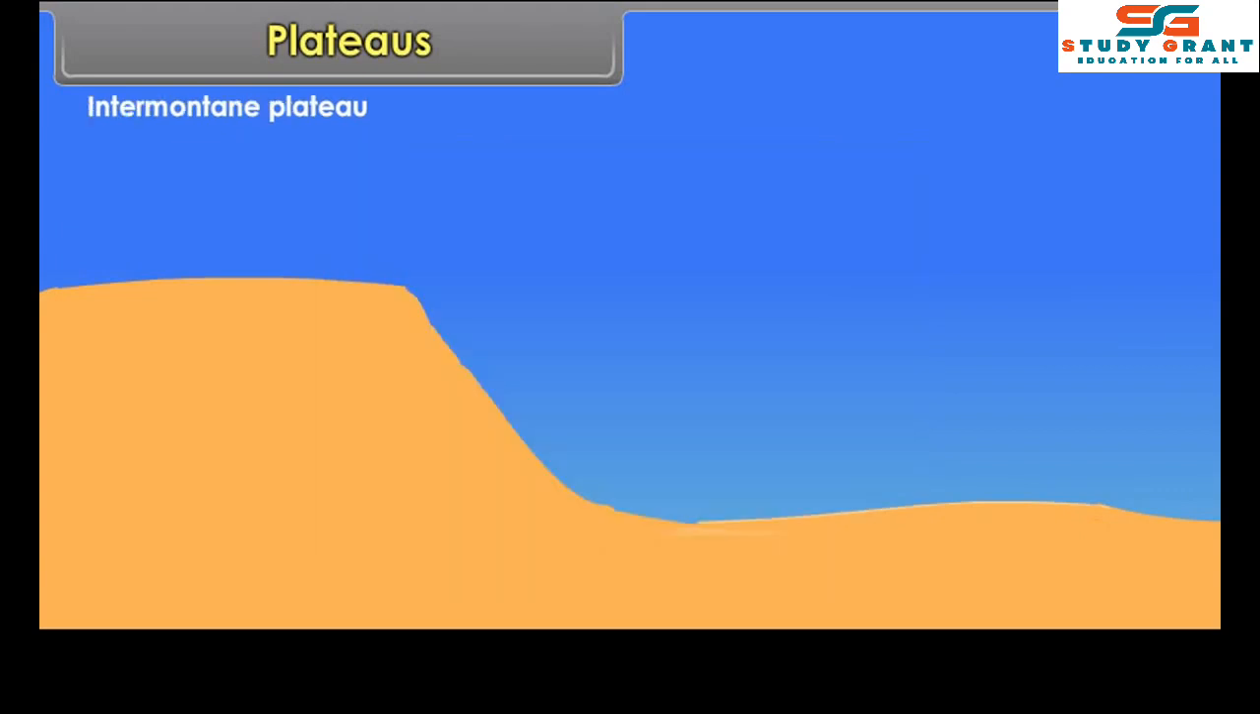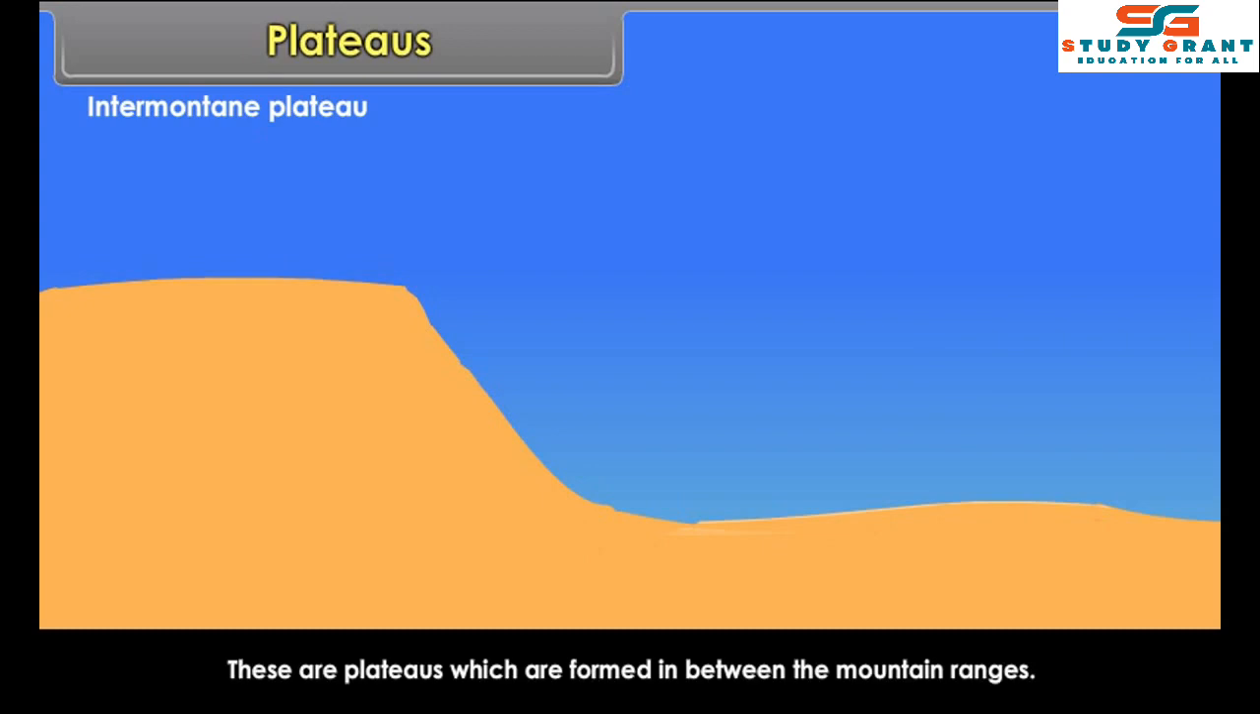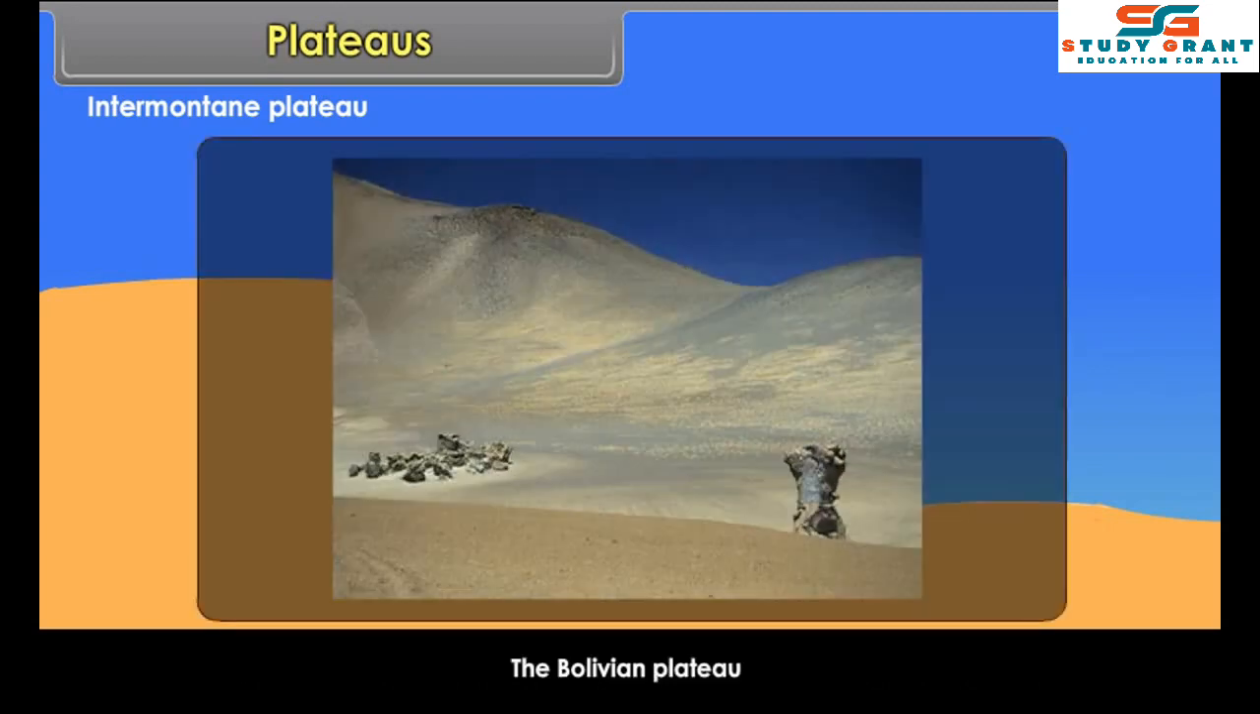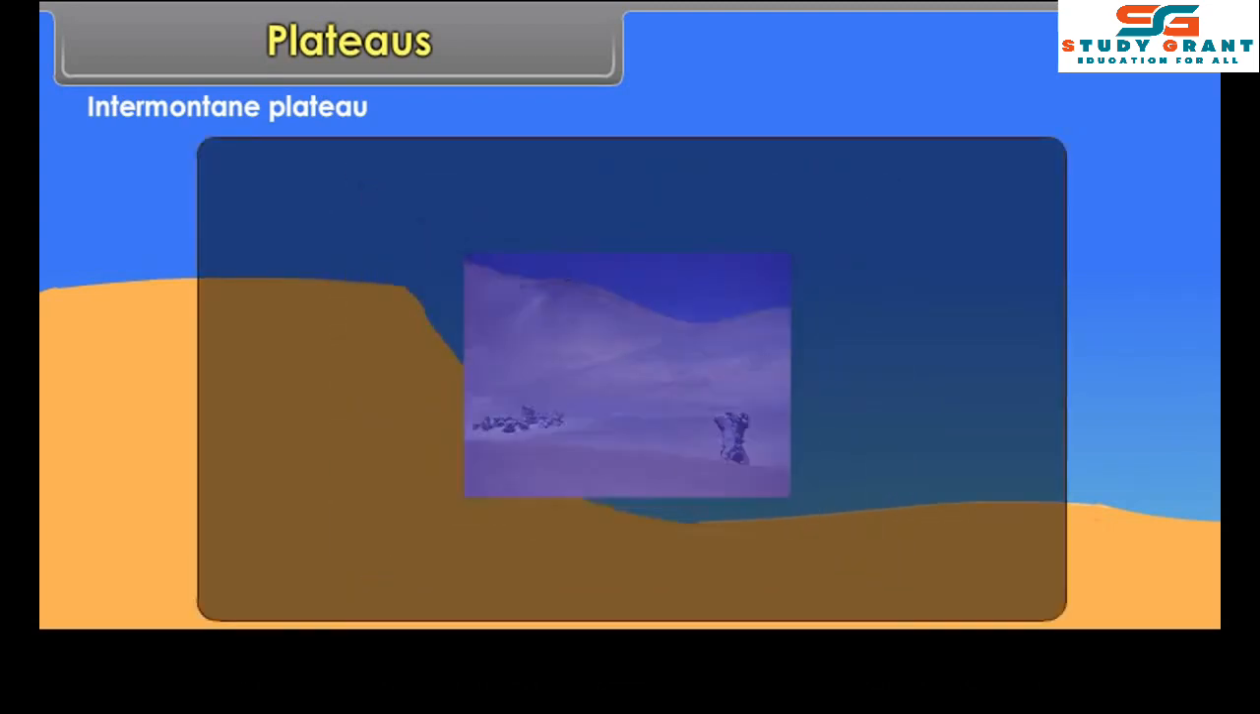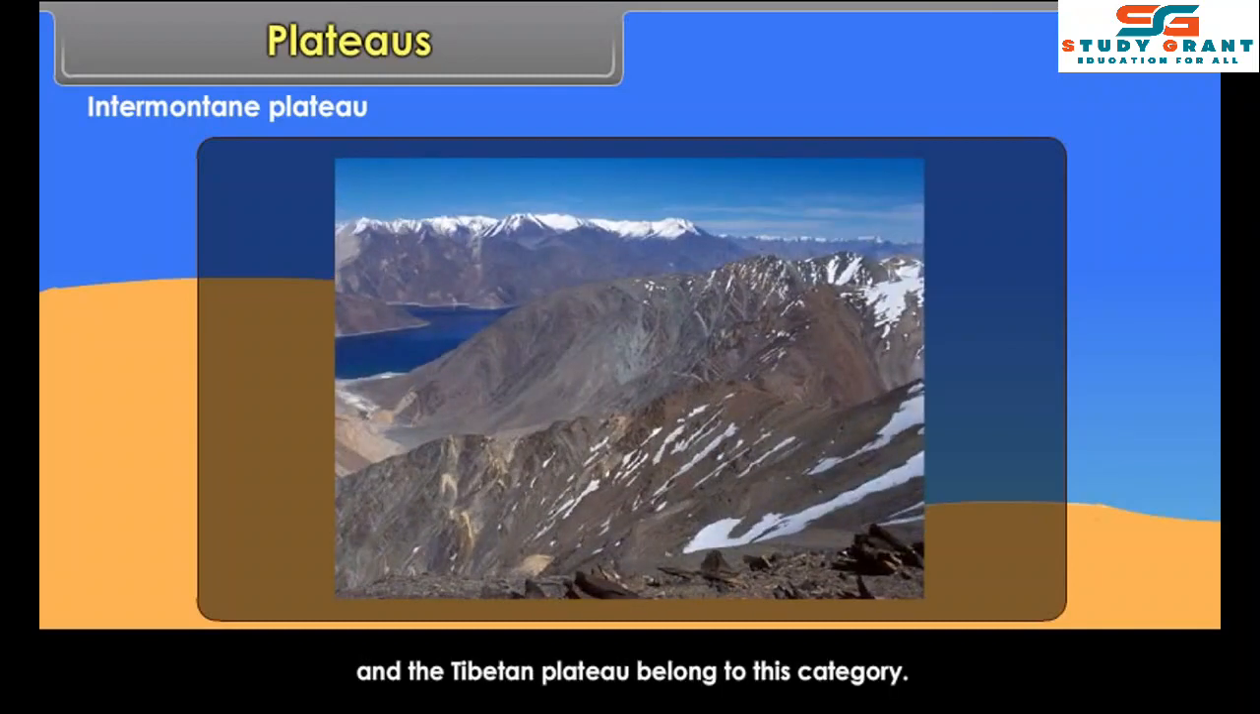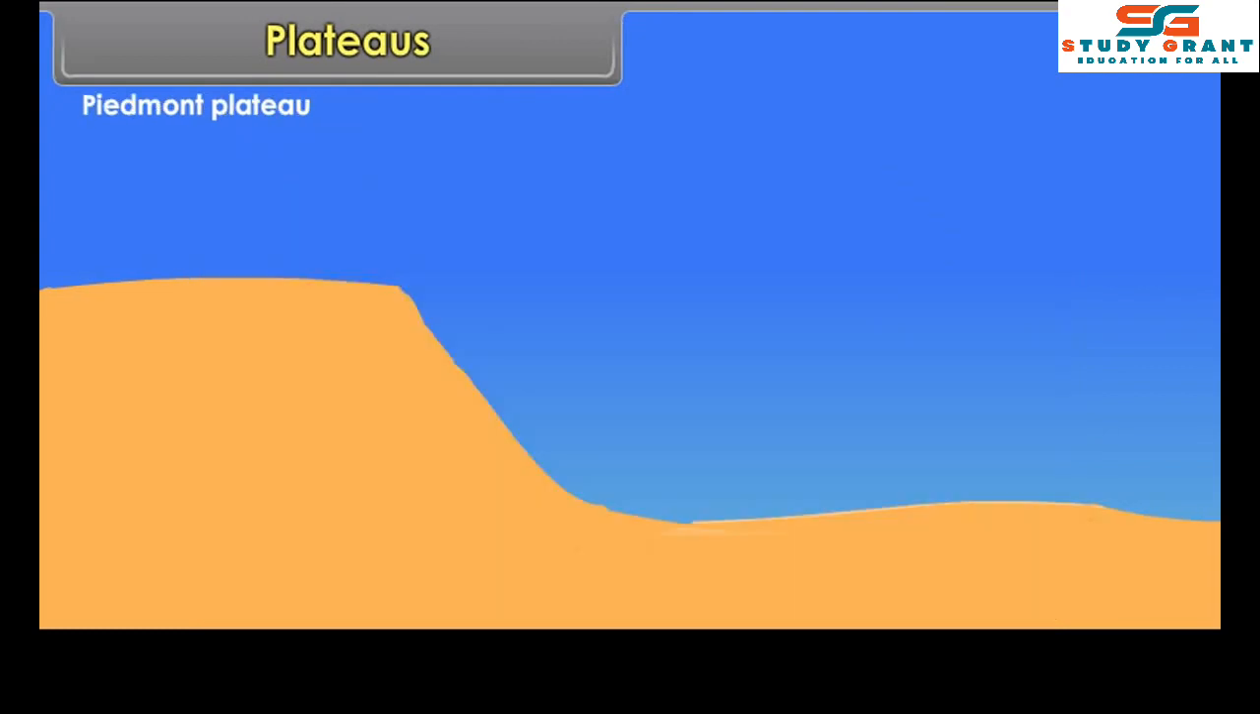Intermontane plateau. These are plateaus which are formed in between the mountain ranges. The Bolivian Plateau and the Tibetan Plateau belong to this category. Piedmont Plateau. These plateaus develop at the foot of the mountain.